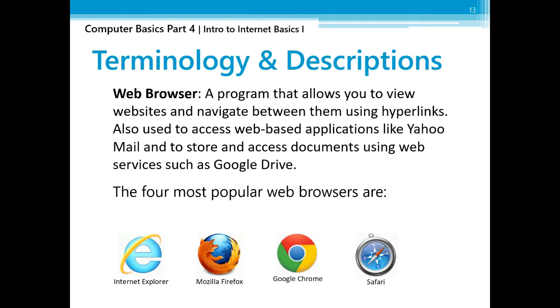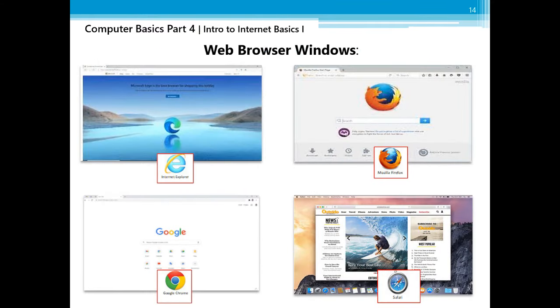Now, there are four popular web browsers. The first one is Internet Explorer, then you've got Firefox, Google Chrome, and Safari. Here are examples of your web browser windows for each one: Internet Explorer, Firefox, Chrome, and Safari.